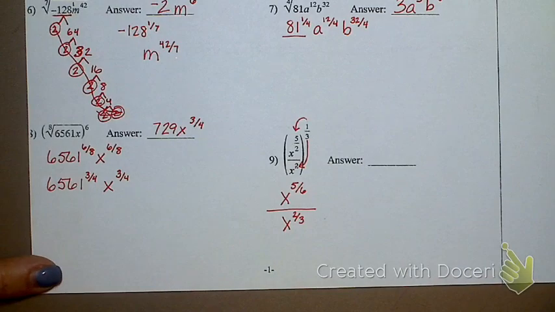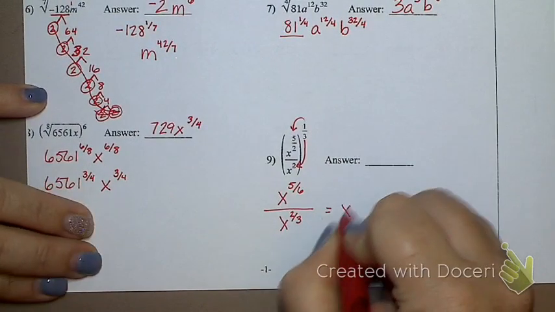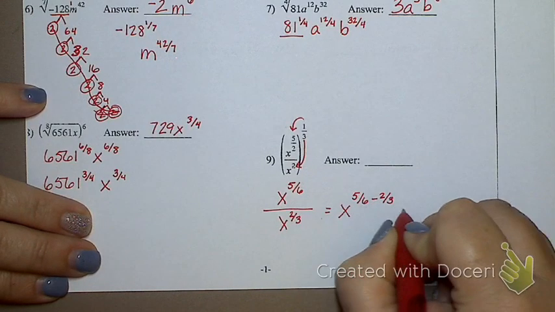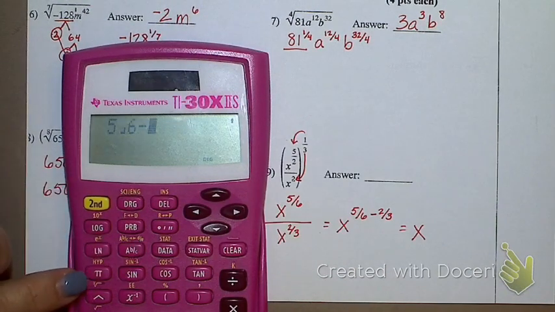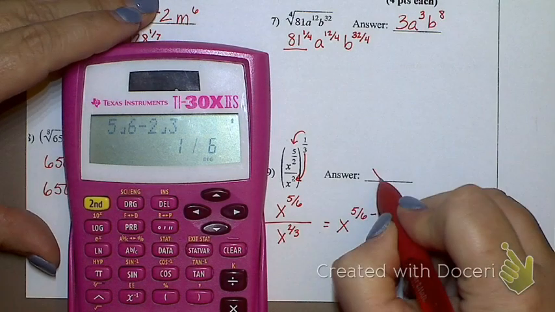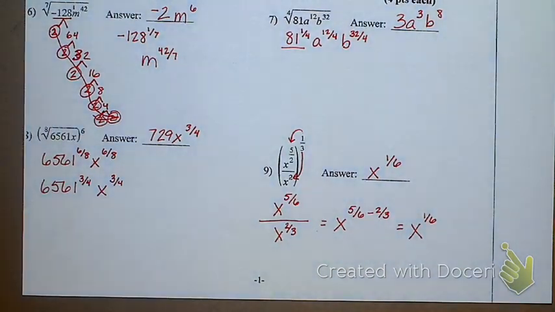On the bottom, 2 times 1/3 would be 2/3. Now, I can't leave my answer like this because I have matching bases, correct? My matching base is an x, which means that I have to do that whole top minus bottom thing. So let's see, on my calculator, 5/6 minus 2/3, I get 1/6. My answer is x to the 1/6 power. Okay. Any questions on the front side? All right, backside.